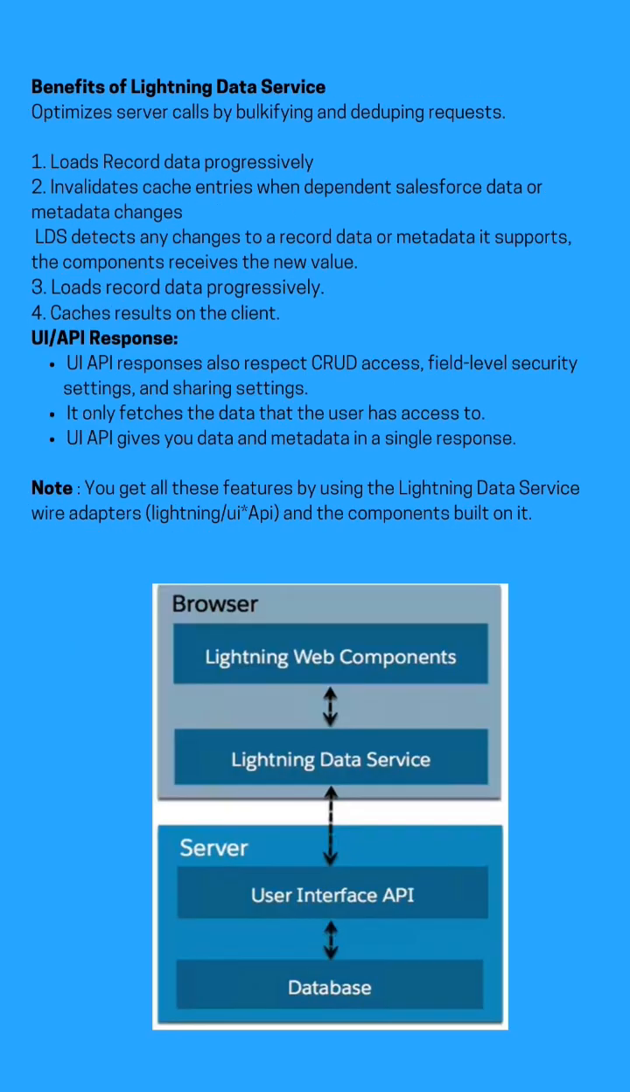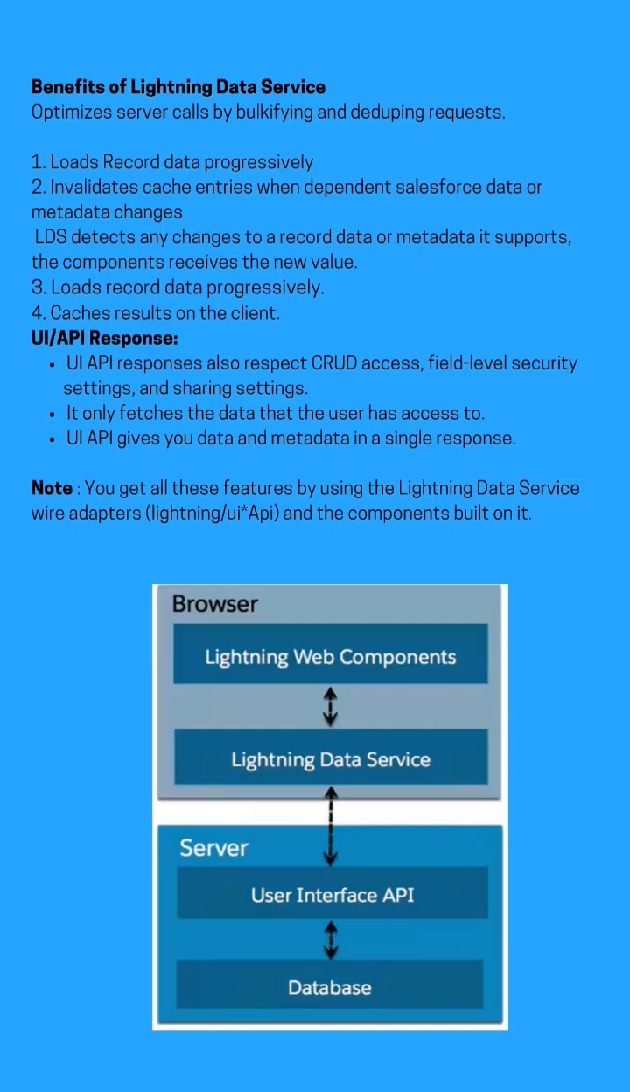Benefits of Lightning Data Service. Optimizes server calls by bulkifying and deduping requests. 1. Loads record data progressively. 2. Invalidates cache entries when dependent Salesforce data or metadata changes. LDS detects any changes to a record data or metadata it supports. The components receive the new value. 3. Caches results on the client.